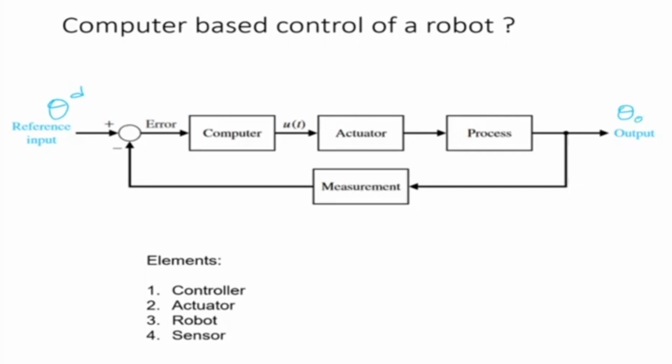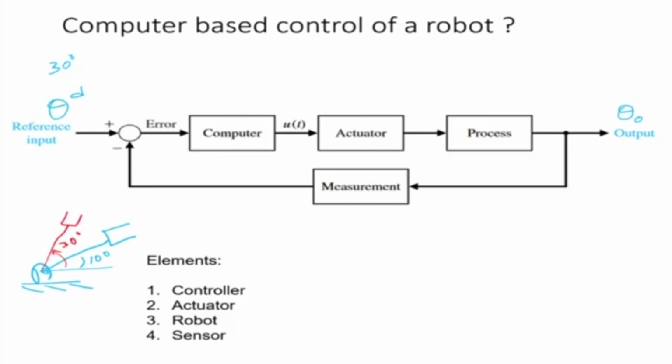Okay, now how does it work? Let's say the reference input is I want to move 30 degrees. Let me take this example here, which will be easier to understand. So here is my robot. It's a single link. Now it is at, let's say, 10 degrees, just for example, and I want to move it to 30 degrees. So this is my desired, I want to move it here to 30 degrees.